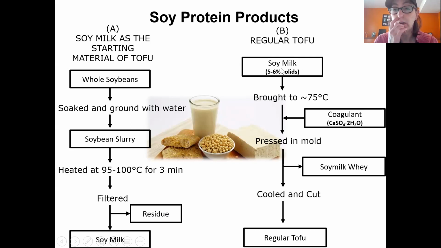Soy milk here is about 5 to 6% solid, so it's below the critical concentration for forming a gel. So you heat it up to denature some of that protein, and then you add a coagulant to help formation of a gel at low solid content. In this case, calcium ions are added, and then it's pressed to remove more moisture, and you get soy milk whey, and then you get the curd that gets cooled and cut, and you get your regular tofu.